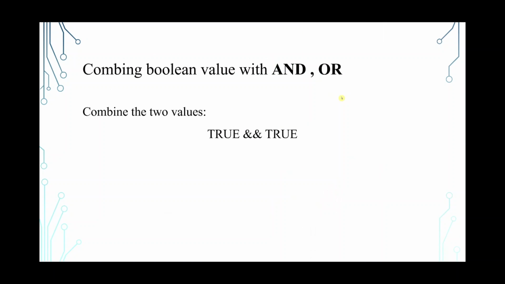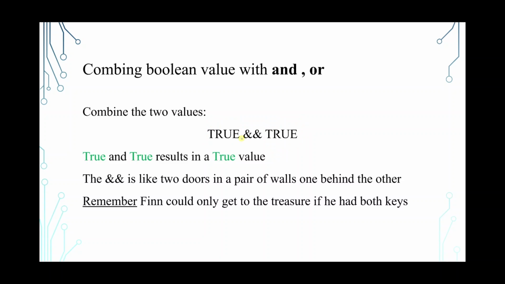So, combining Boolean values with logical AND and logical OR. If you have true and true, the final result is true. This is like if it's sunny outside and you leave before 9 a.m., right? Both conditions were true, then the final result is true, which means go pick up your friend.